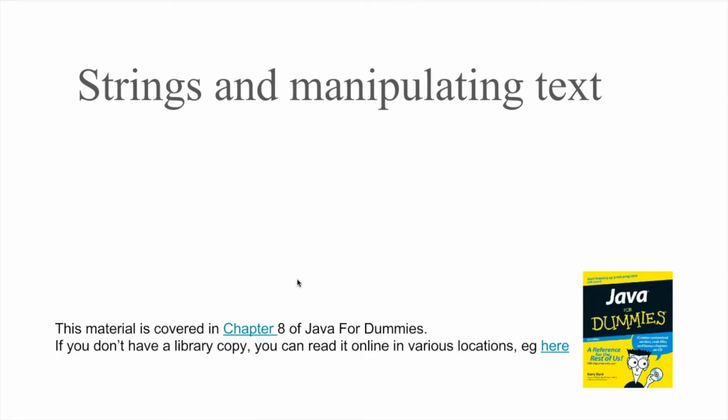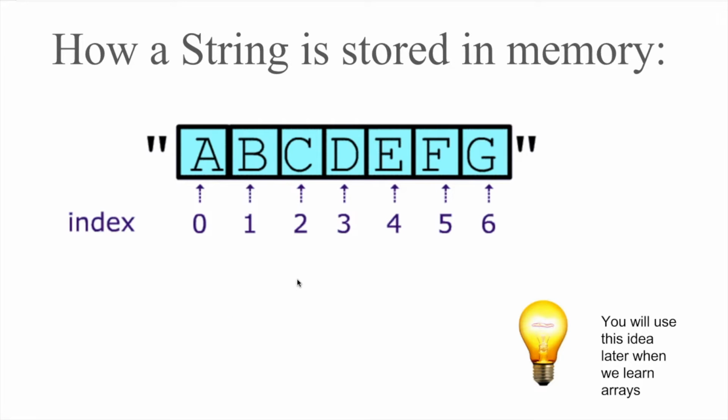Okay, let's look quickly at strings and manipulating some text. We should remember by now that a string is made up of an array of chars, of single characters, single Unicode characters. Now Unicode means that the character is quite complex. In other words, it can be from any language in any character set.